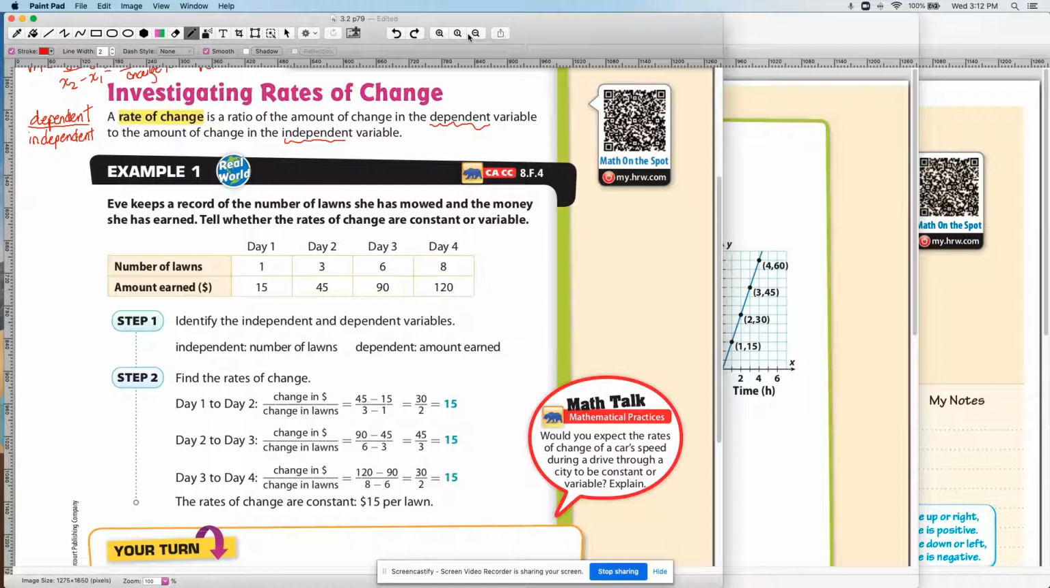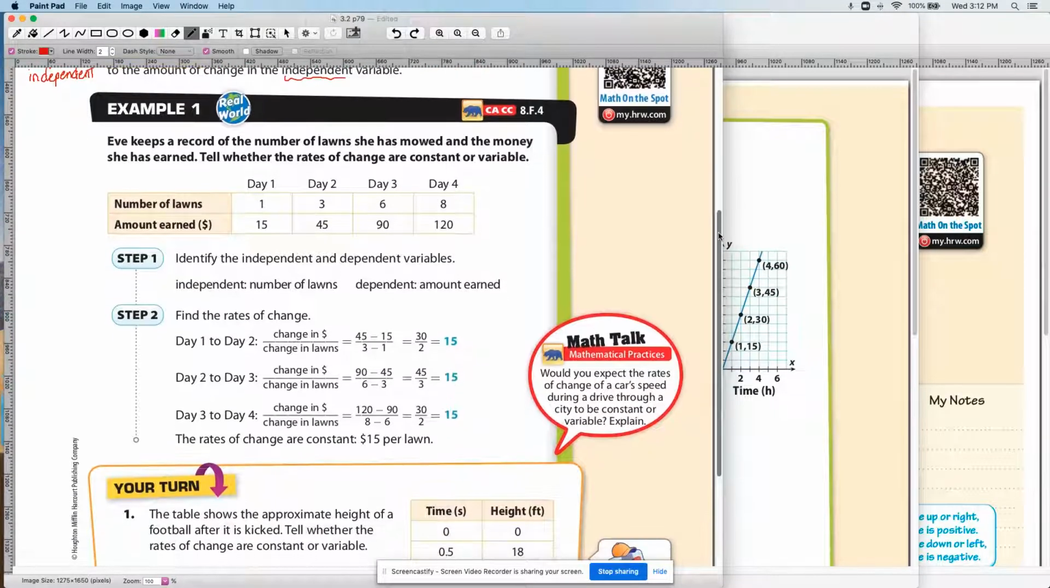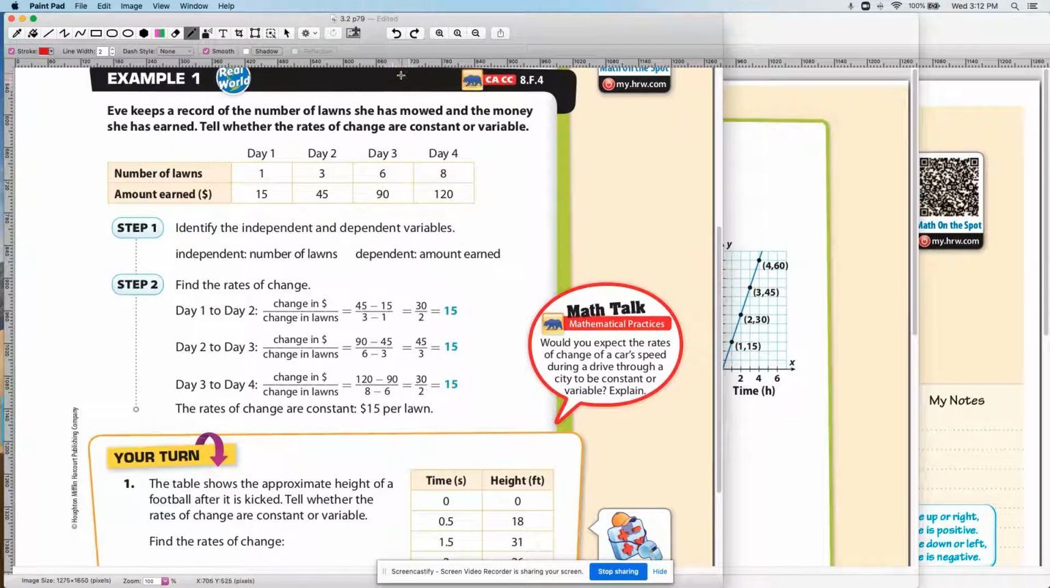Another example would be your wage. When you go to work, the amount you earn depends, if you're working at an hourly job, on the number of hours you work. So the more hours you work, the higher your earnings will be. So that's an example of dependent and independent variables. Let's look at a couple other examples.